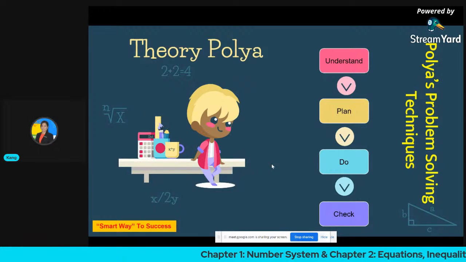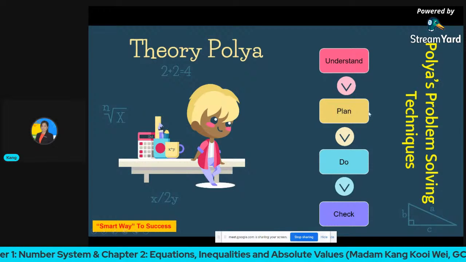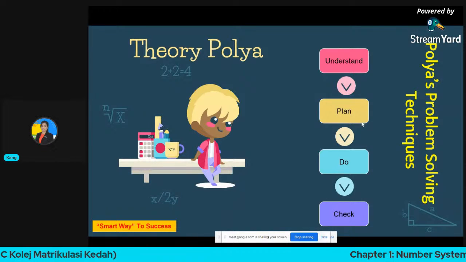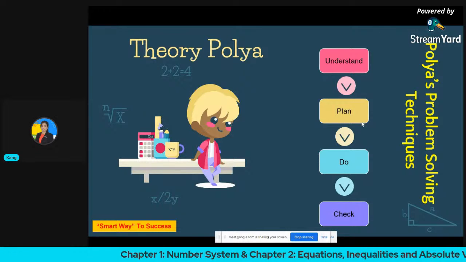We need to understand the question. What is the question asking about? Then for the second step, it is planning. We need to plan. Choose the correct method to solve the problem. Then the third step is to show the solution step by step. We do it. Then please don't jump the step, because for mathematics, the marks will be given according to the step that we show. Then the last one is checking.